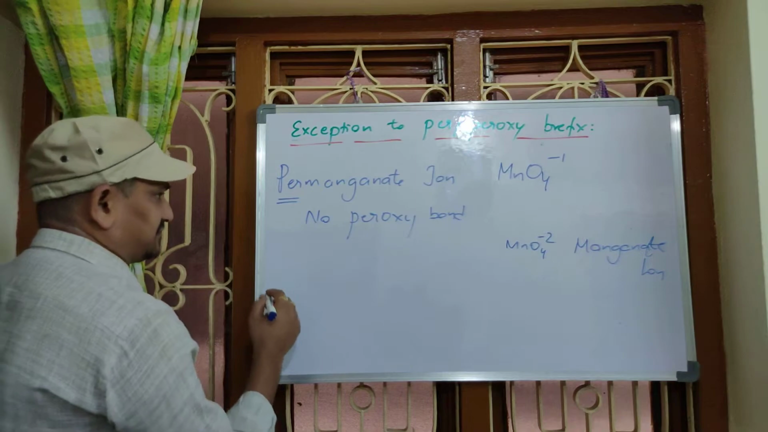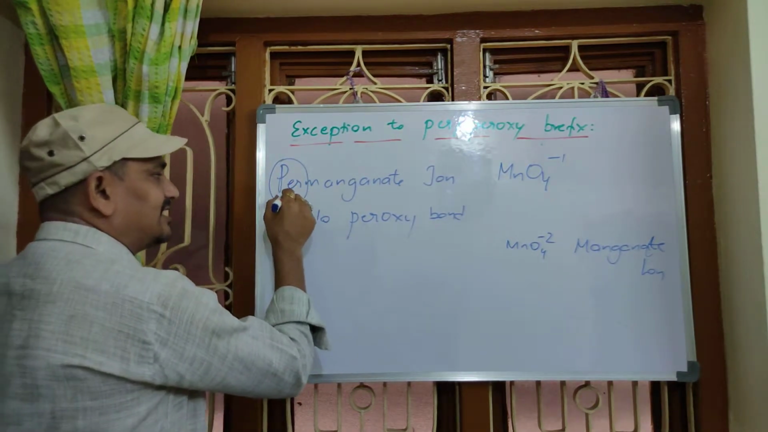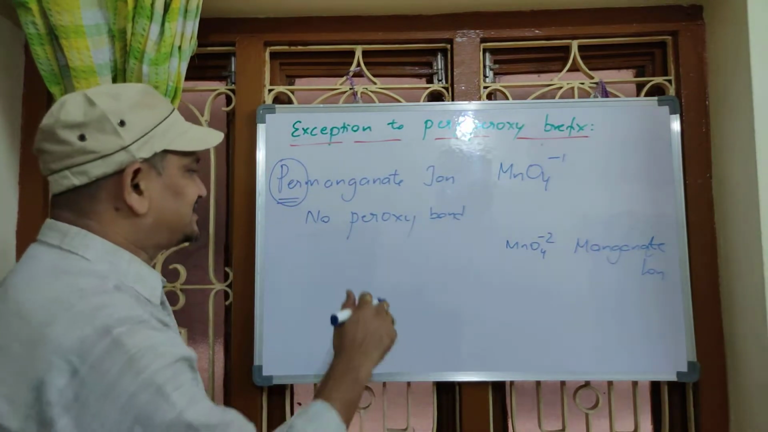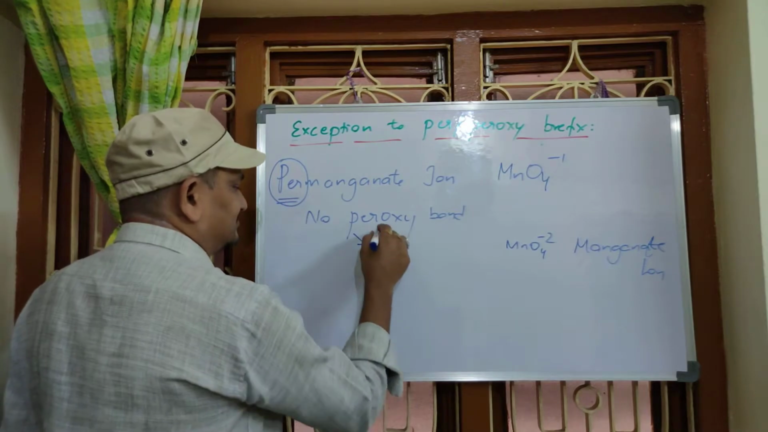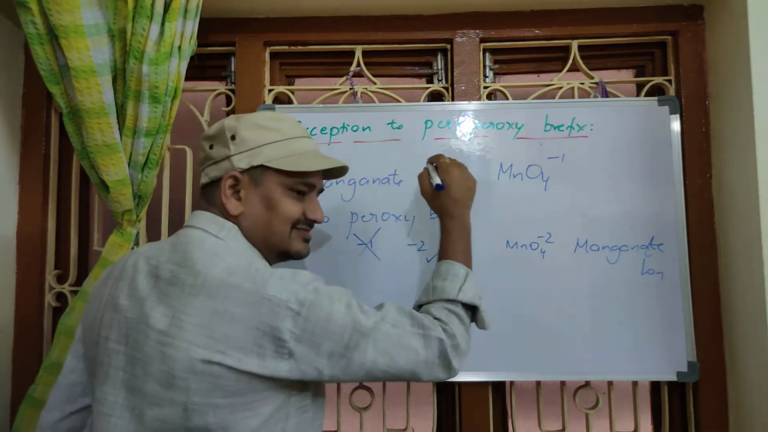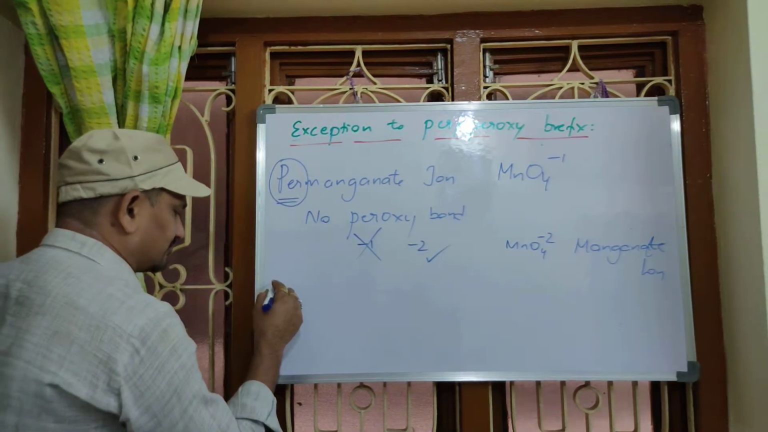Similarly, we have another exception. See, what's the point I am specifying here? This name has the per prefix, but there is no peroxy bond. Means no -1. No oxygen bears -1. All oxygens will bear -2 only, the normal oxidation state. Similarly, we have one more.